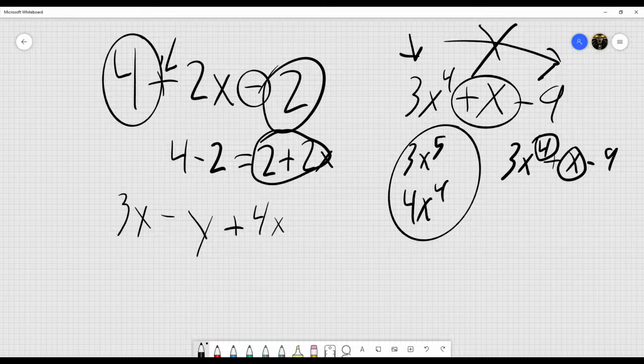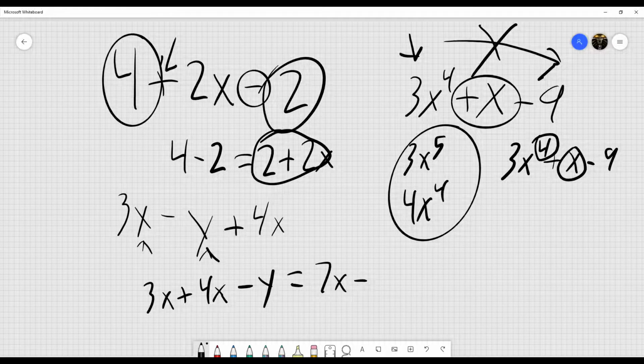The last one, pretty easy. X and y are not the same letter, and therefore cannot be combined as like terms. In this case, you would have 3x plus 4x minus y, giving you 7x minus y. That would be the combination of our like terms.